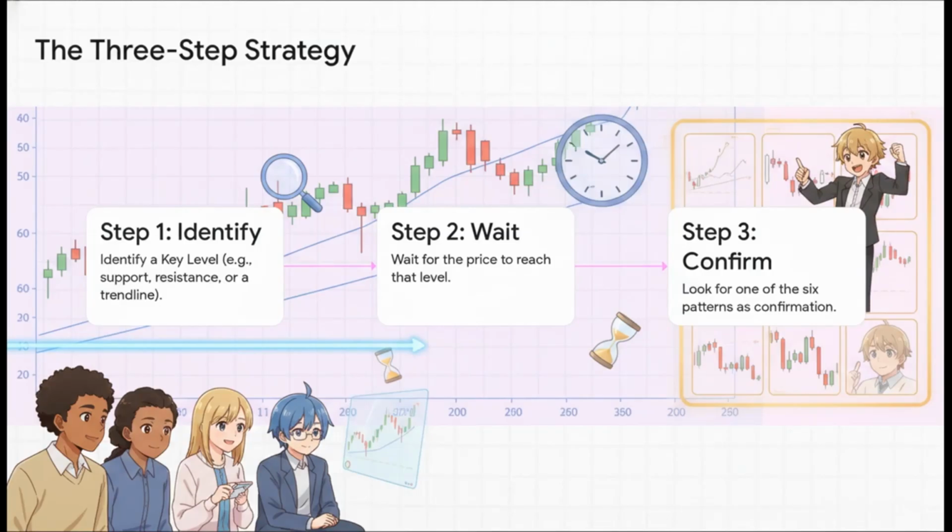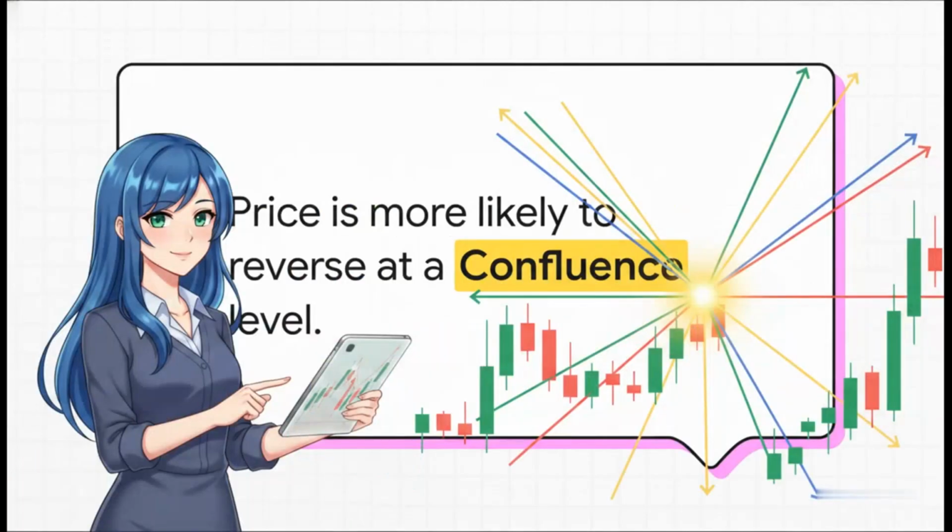Step 1, you find a key level on your chart. Step 2, you patiently wait. You let the price come to you and test that level. And then step 3, you look for one of our 6 patterns to show up right there to act as your confirmation signal.